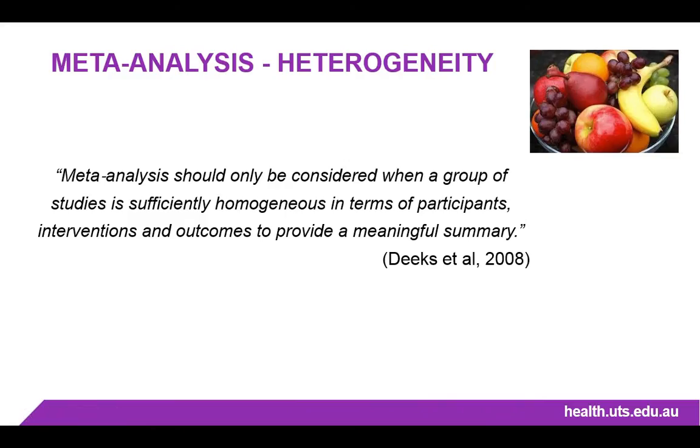Now, the big cautionary note to all of this is that meta-analysis is only possible where a group of studies is considered sufficiently homogeneous in terms of the participants, the interventions, and the outcomes. In other words, are you really comparing apples with apples or oranges with oranges? Of course, that's all well and good when you're looking at randomized controlled trials of, you know, paracetamol versus some other analgesic, in a very homogeneous patient population.